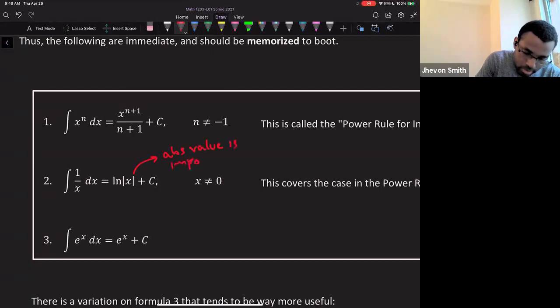Don't leave it off. Students often leave it off. And that's because whether your x is positive or negative, this will actually work. So you need the absolute values. So you just realized by the chain rule that would work. I actually found the derivative for you before.